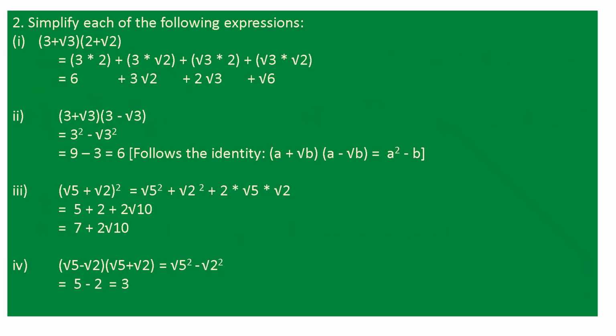Simplify each of the following expressions. The first number is (3 plus root 2) times (2 plus root 2). Just follow the identities that have been discussed and you will get the answer as it is seen here.